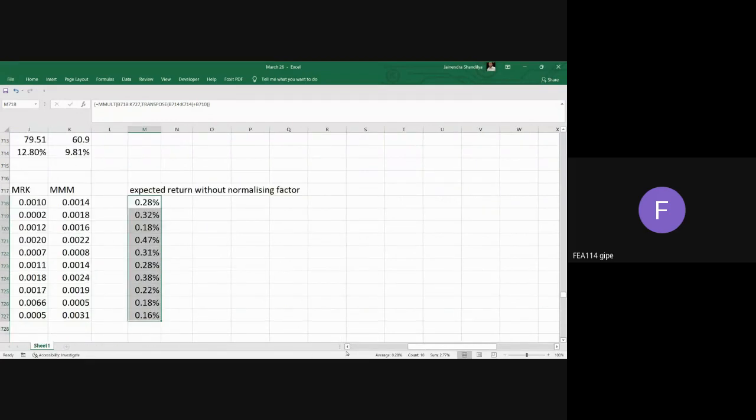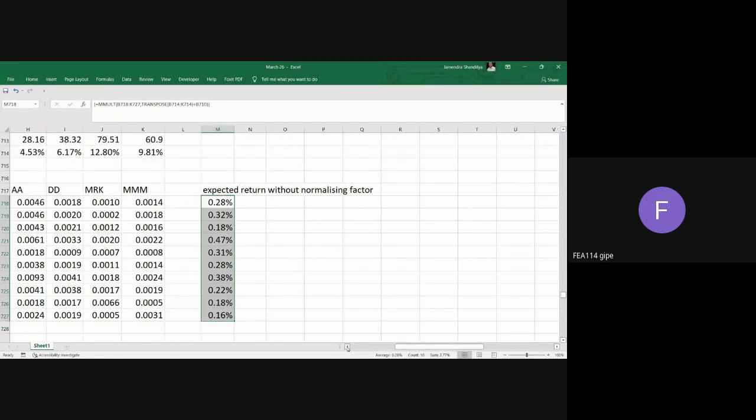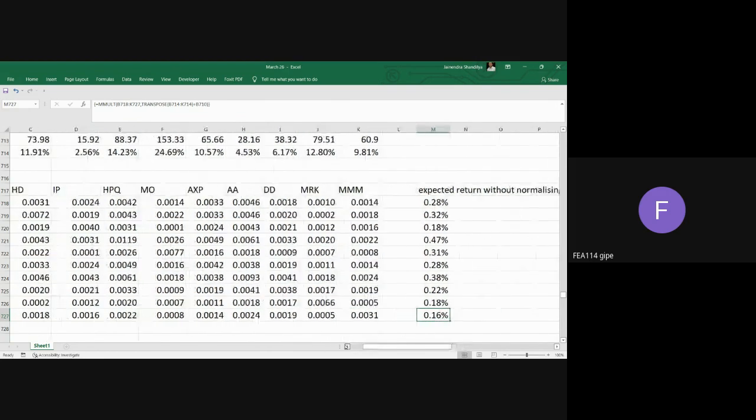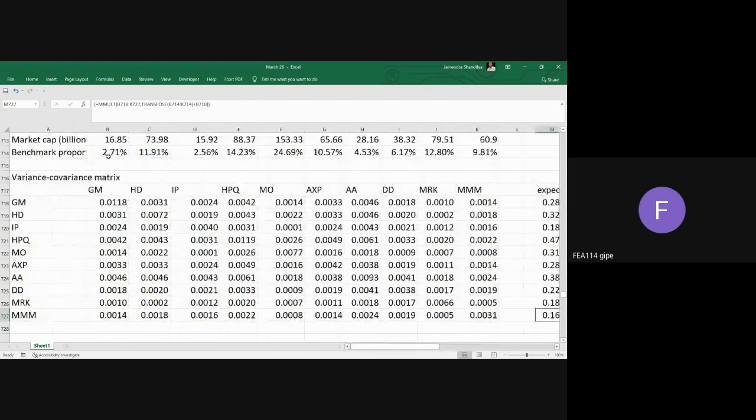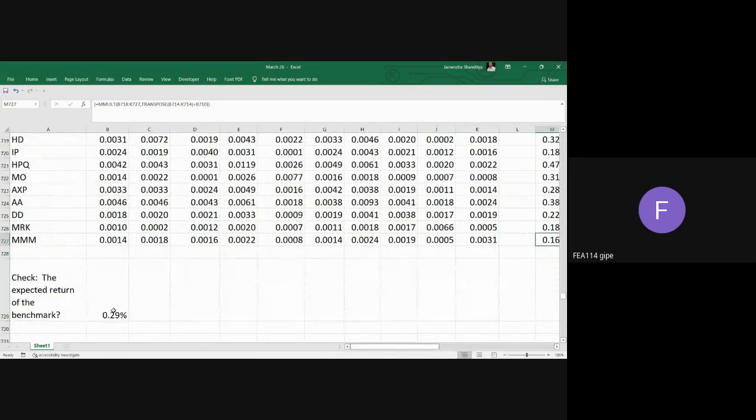So if I don't use the normalizing factor, I've got the benchmark proportions as 0.28, 0.32, 0.18, and all the way to 0.16. But still, all of them are giving a positive return. All these individual stocks give me positive returns if I hold them in the proportion in which they are in this benchmark. So all from General Motors to 3M, they are giving me positive return. Now let me delete this.